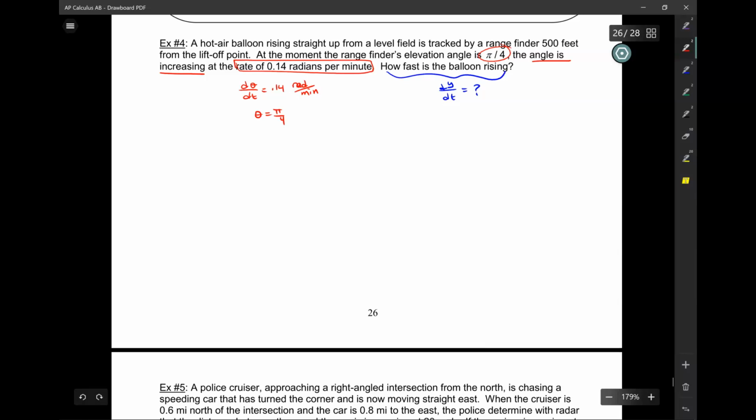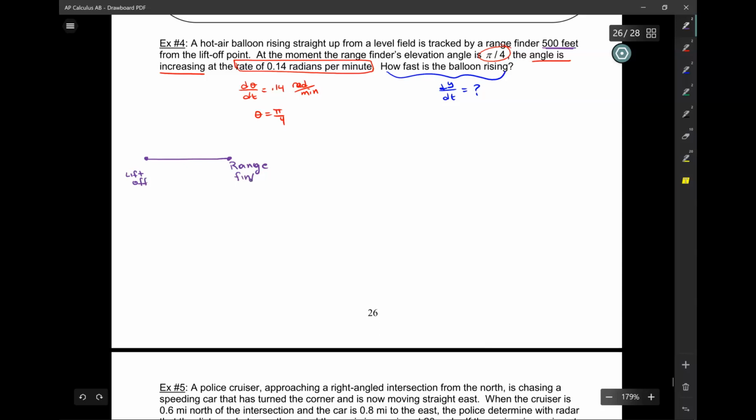Okay, so I have some 500 feet here, right? A hot air balloon rising straight up from a level field is tracked by a rangefinder 500 feet from the liftoff point. If this is the liftoff point here, this rangefinder is on the ground. It measures on the ground, right? And it's 500 feet from here. So if this is the liftoff point, there is level ground, and then 500 feet away from it is the rangefinder.